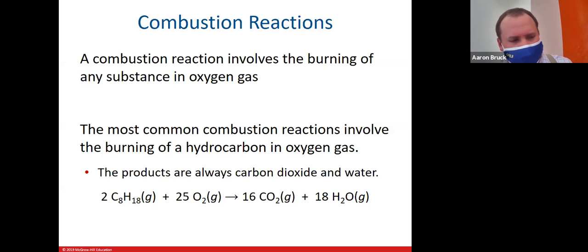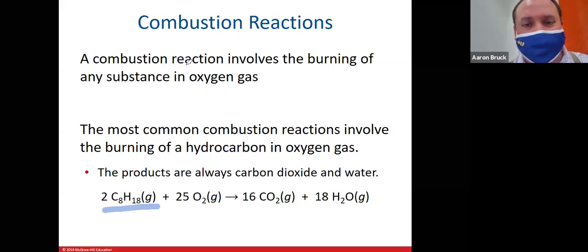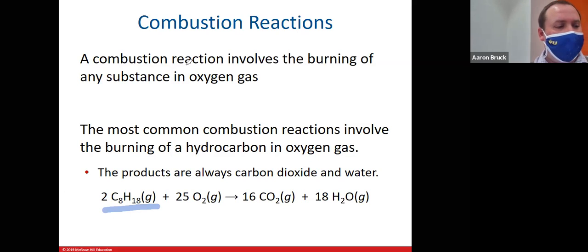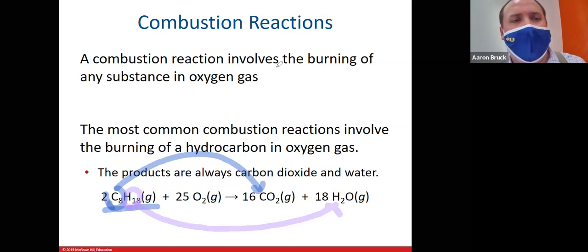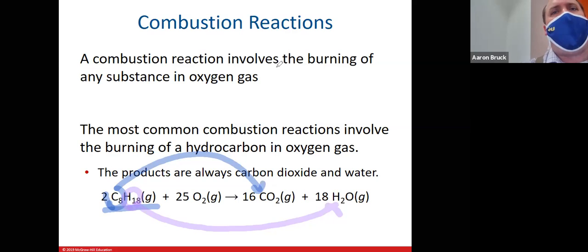And so to that end, we see that kind of thing often. The reaction on the board here is the reaction of octane, which is the primary component in gasoline, reacting with oxygen, and we can see that all of the carbon gets turned into carbon dioxide, all of the hydrogen gets turned into water. So when we have combustion reactions of this type, that's our primary set of products.